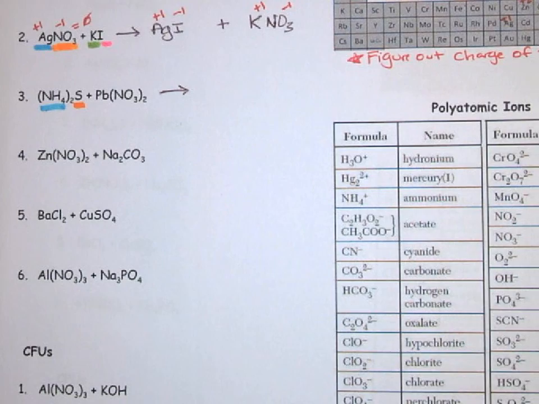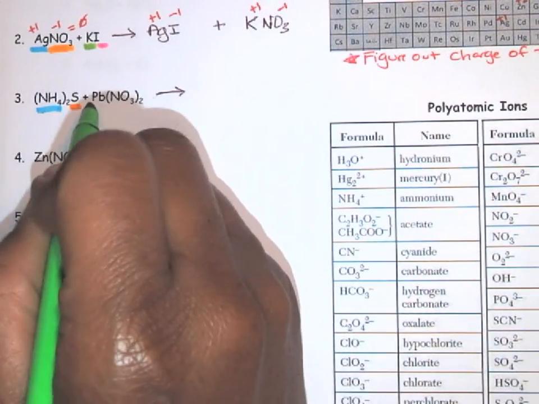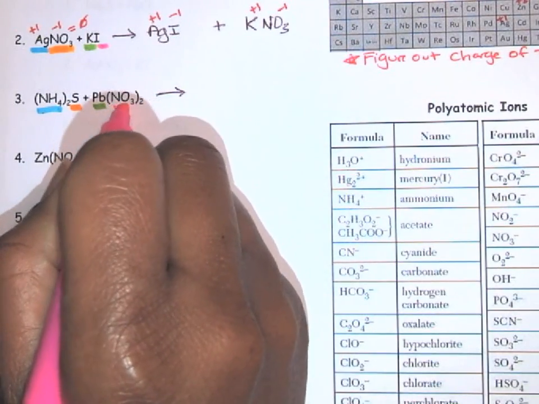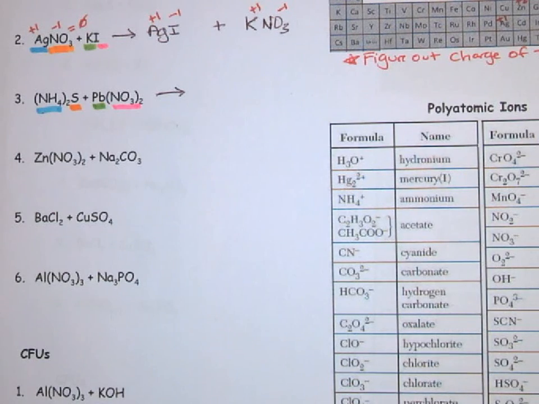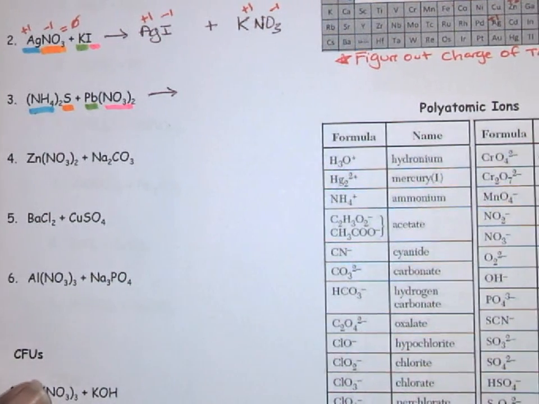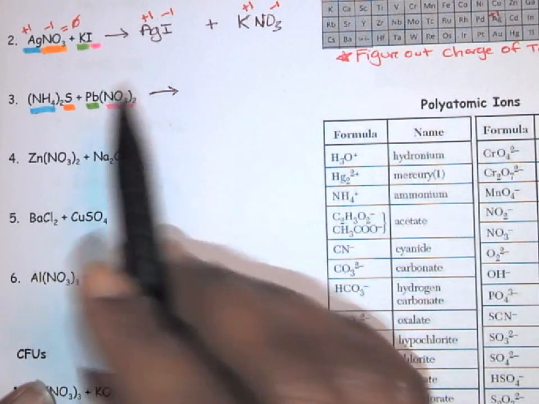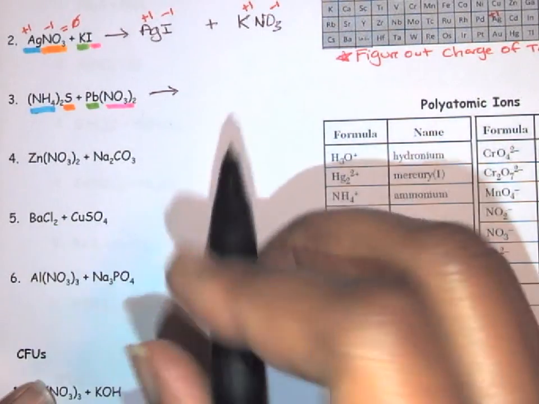All right, the next one, we're going to break this down into Pb, lead, and its anion, which would be the nonmetal part, nitrate, NO3. Okay, so now the next thing we're going to do here is we're just going to switch them, and then we'll check the formulas.